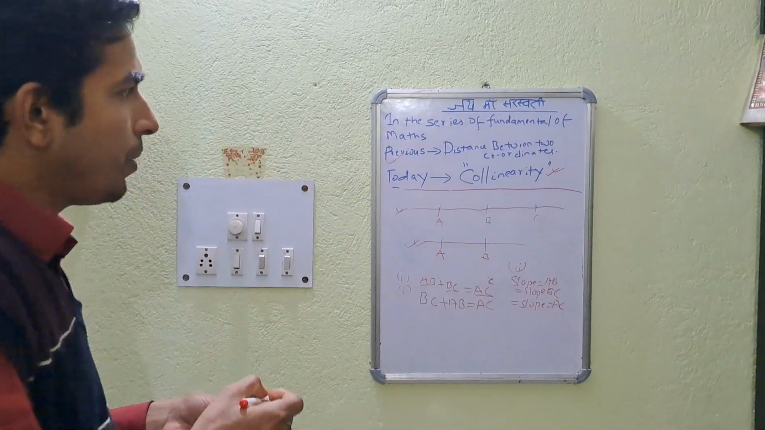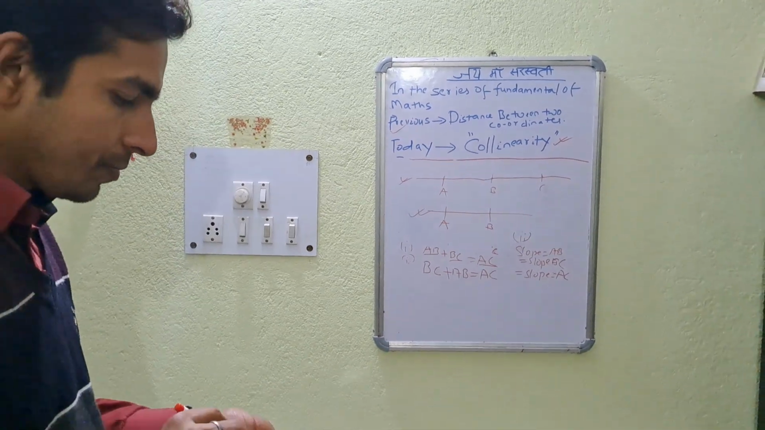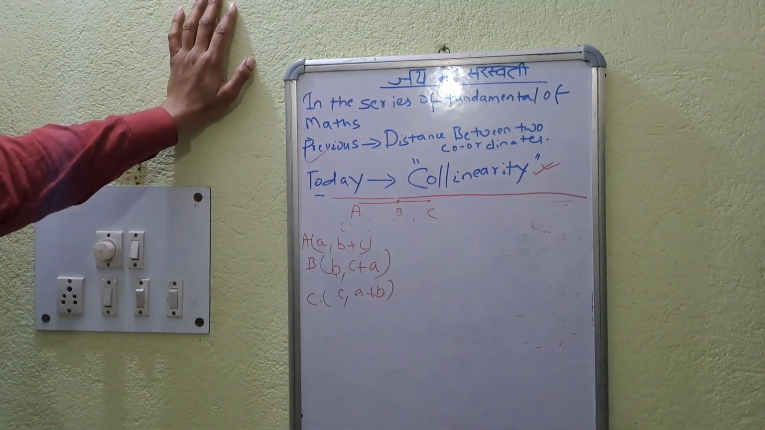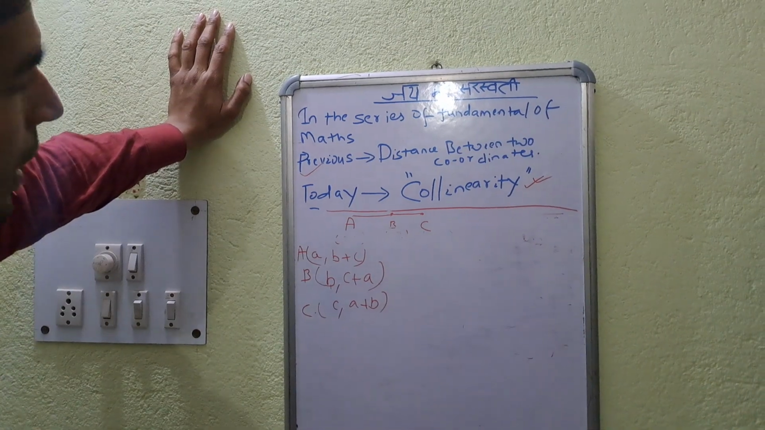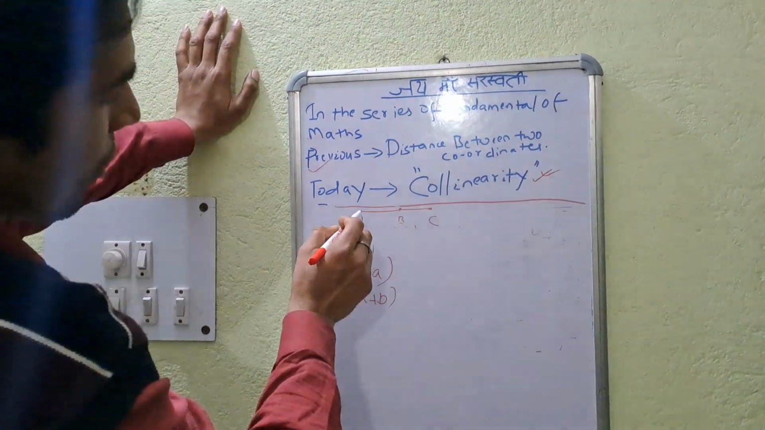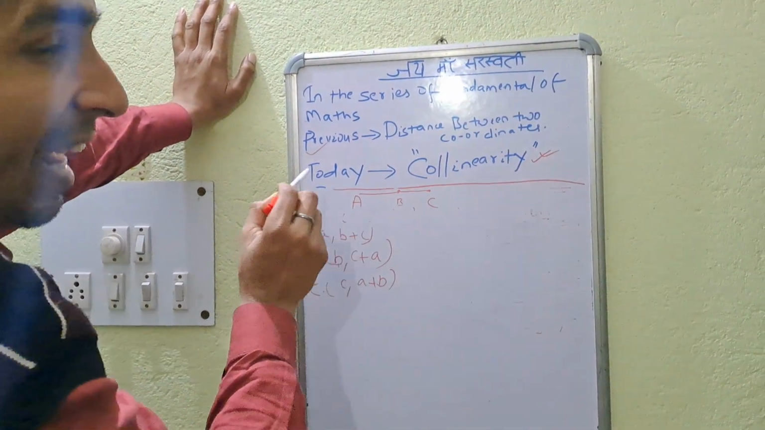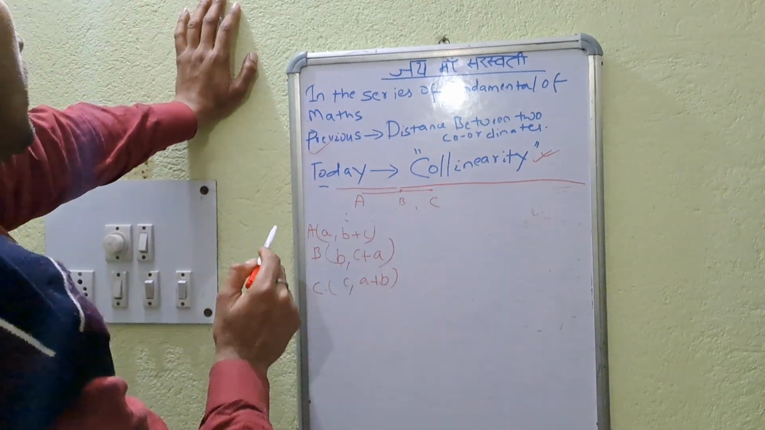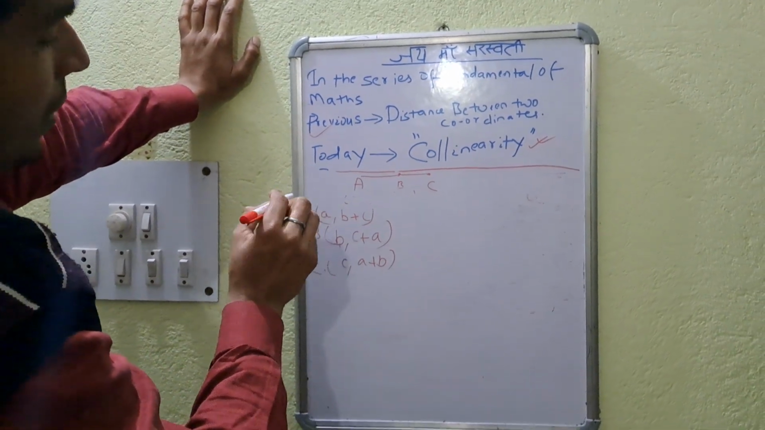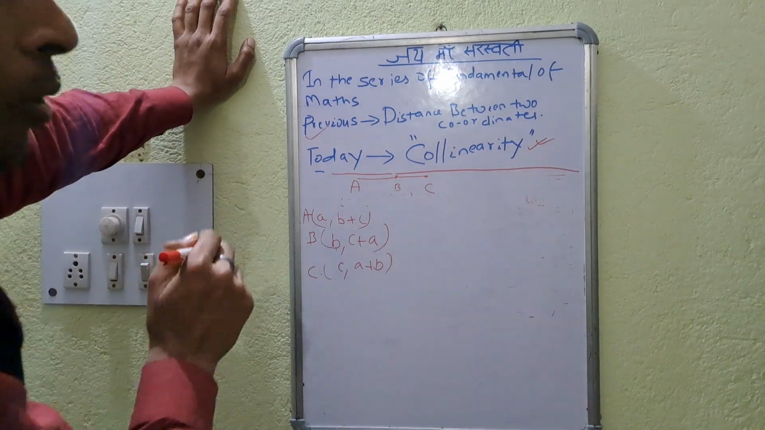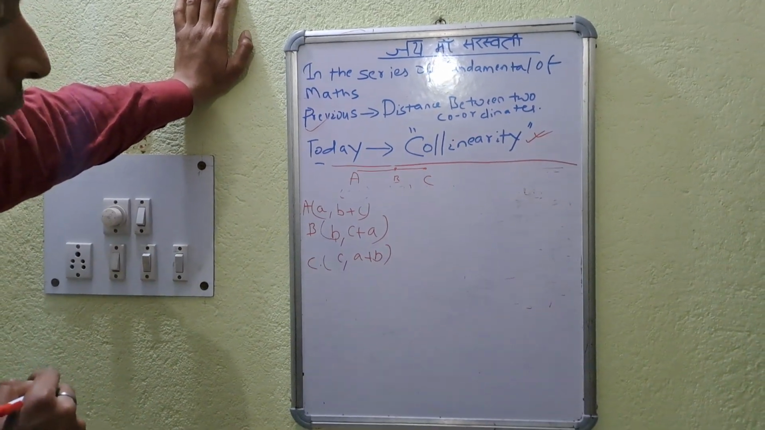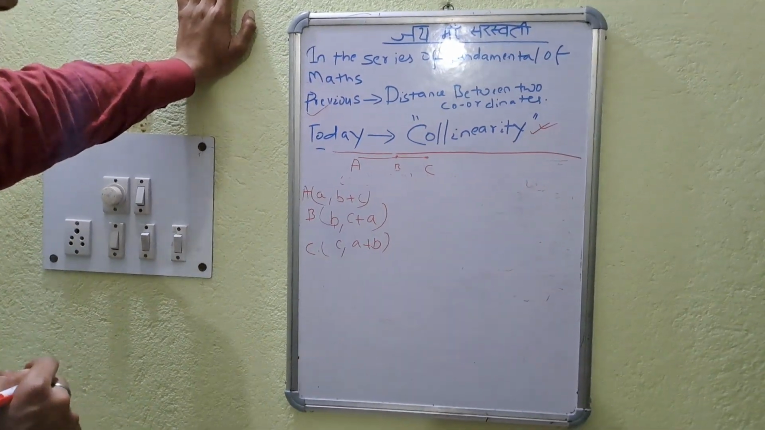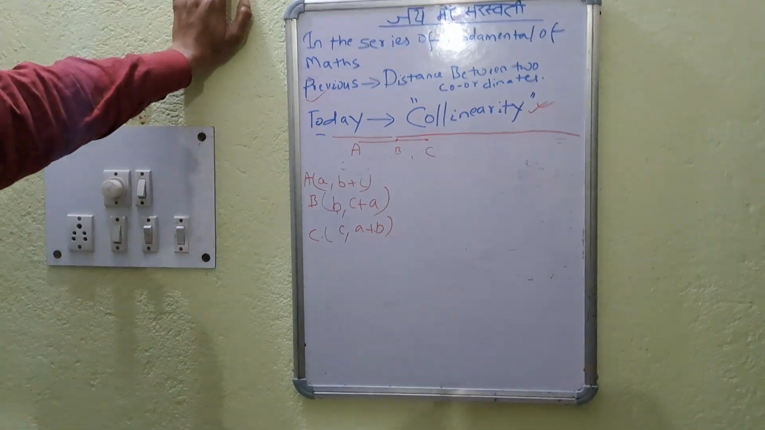Okay, so we will be taking some example. We had drawn a straight line, and I had already mentioned the coordinates of those points will be entitled as A, B and C. The coordinates of A will be (a, b+c), the coordinates of B will be (b, c+a), and the coordinates of C will be (c, a+b).